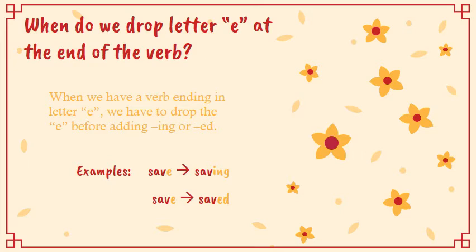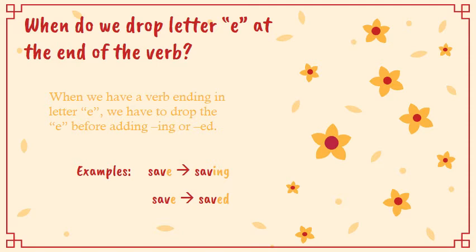Now, are there certain things that I have to pay attention to when I add ing or ed to the verbs? Yes. Sometimes when the verbs end with e, then we have to drop the letter e at the end before adding ing and ed. So when we have a verb ending in letter e, we have to drop the e before adding ing or ed. For example, the verb save here ends with e. So when I want to add the ing or the ed, I have to remove the e first, then I add the ing or the ed.